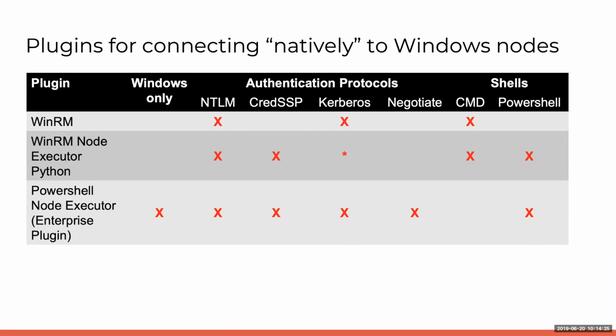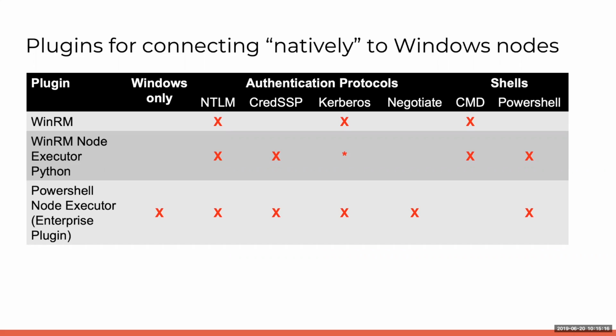So the 3 plugins are along the left side. WinRM, which is the oldest of the 3. It's also known as the Overthere plugin because it uses the Overthere libraries. WinRM Node Executor Python, otherwise known as PyWinRM, and the PowerShell Node Executor, which is one that you'd have if you're an enterprise customer. So in terms of differences, the PowerShell plugin, the enterprise plugin, works only on a Windows Rundeck server. Obviously, they all connect to Windows nodes, but server side, that one is Windows only. So that's one element you need to keep in mind, depending on how you're setting up your cluster.